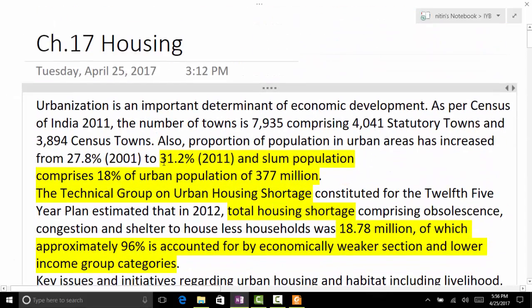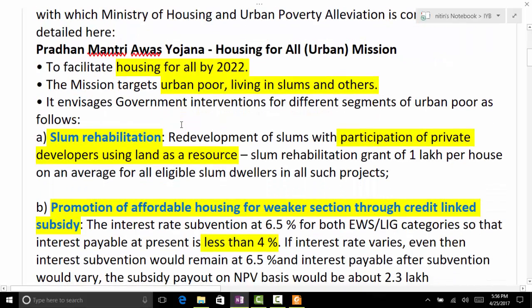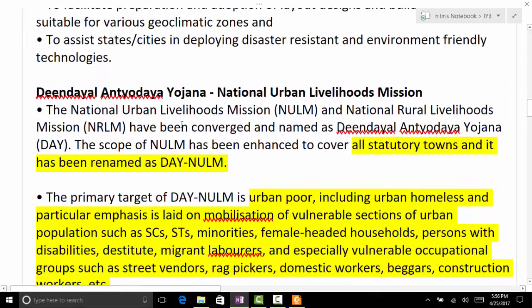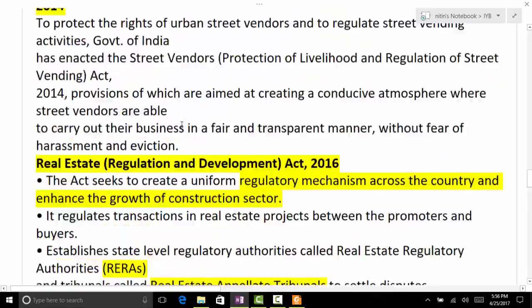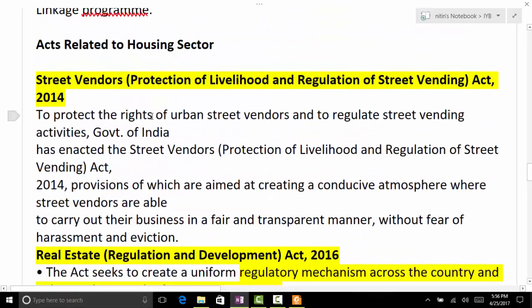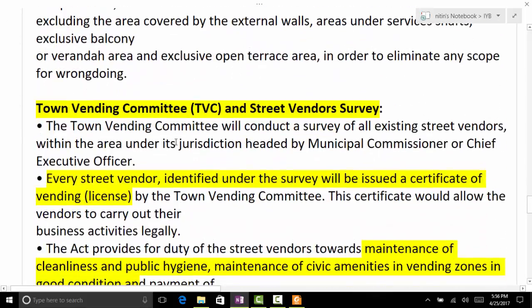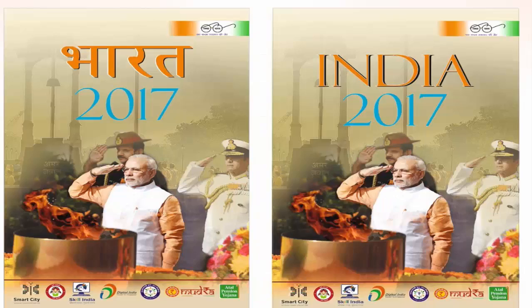So what to revise again? This important data initially regarding urban population and slum population. Then the Awas Yojana, Housing for All, urban. And Deen Dayal Antyodaya Yojana, urban livelihood mission. Then RERA, and for street vendors you can remember directly what the act is, and RERA you should read. So these things, that's all for this chapter.